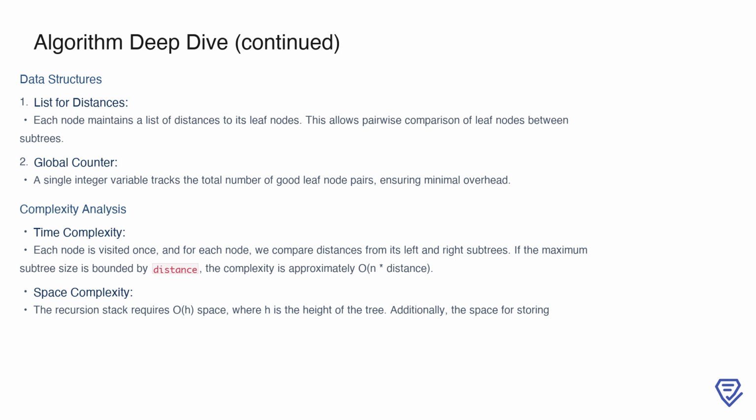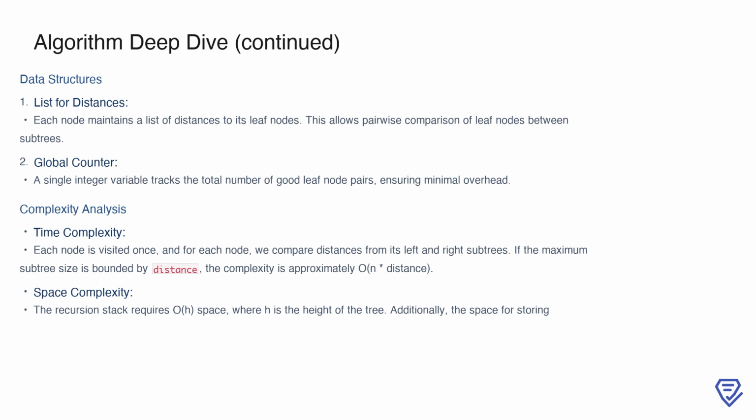To implement this algorithm, we rely on specific data structures for efficiency. First, each node maintains a list of distances to its leaf nodes. This allows us to perform pairwise comparisons of leaf nodes between subtrees without duplicating work. Second, we use a global counter to track the total number of good leaf node pairs, which minimizes additional memory usage.